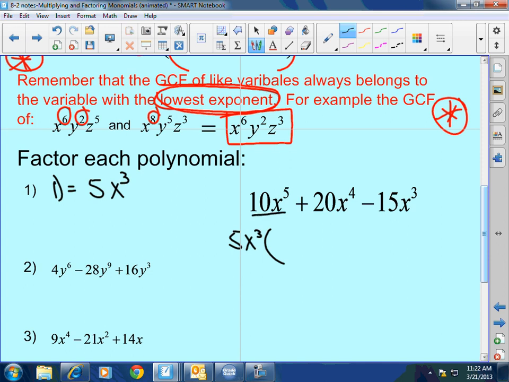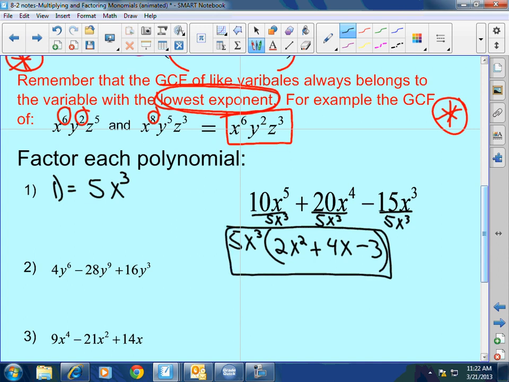How do you get the leftovers? Divide every single term by the GCF. What is 10x to the 5th divided by 5x cubed? 2x squared. Very good. Plus 4x. Good. Minus 3. Just 3, son. X cubed divided by x cubed is x to the 0, which is 1. Remember, anything divided by itself equals 1. So x cubed and x cubed, they cancel out. That's my answer, boys. See how we're using power rules? You're going to be using the power rules, just like I promised, for the next 3 or 4 chapters. So learn them.